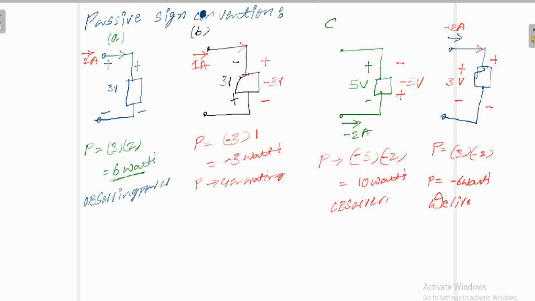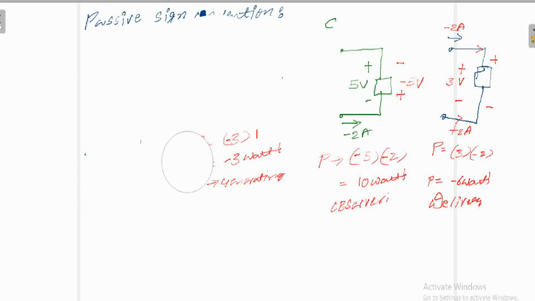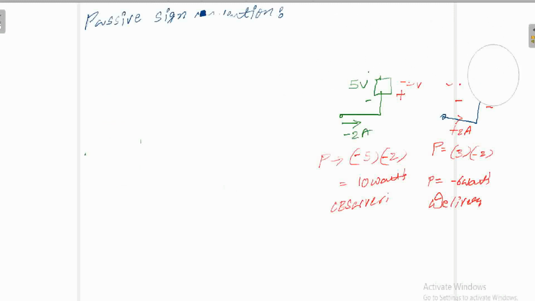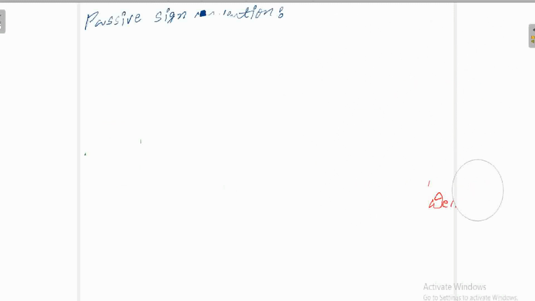This element is generating power. If I consider plus 2 amps, then it enters into the negative terminal, opposite. So with minus 2 amps, it is delivering power. Like this we have to find whether the element is observing power or delivering power. So first of all we have to apply passive sign convention. Passive sign convention tells that according to this convention power enters into the positive terminal or positive polarity of your voltage.